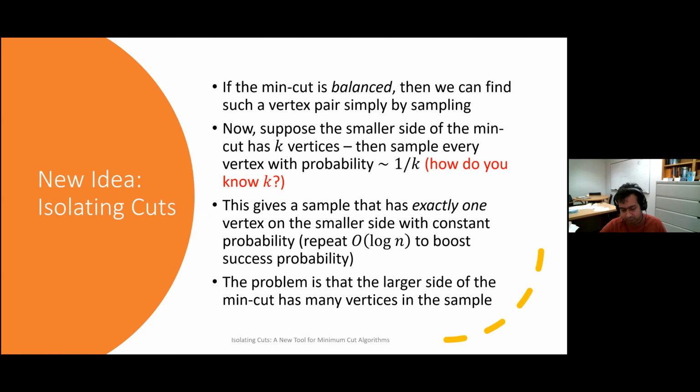Okay, but the problem, of course, is that the larger side will have many vertices. If I had exactly one vertex on the smaller side in the sample and exactly one vertex on the larger side as well, then I got my pair that I was looking for, the pair that I can now run max flow on. But in general, particularly if k is small, I'll sample a lot of vertices on the larger side. And although I will have this property that exactly one vertex lies on the small side, I wouldn't know which one, right? So naively, I won't be able to do anything once I sample.